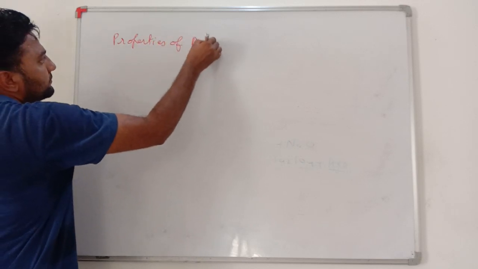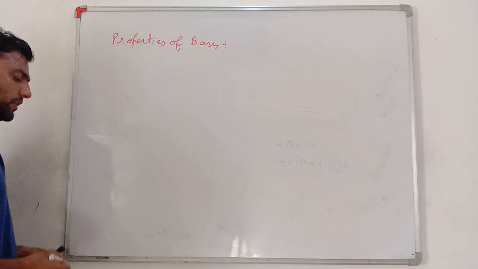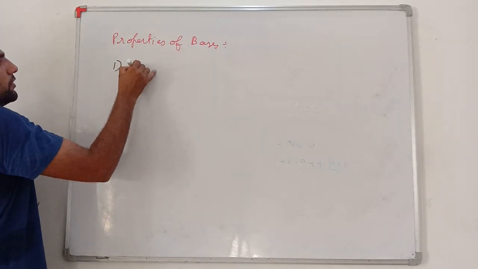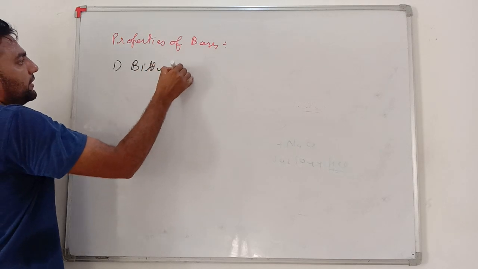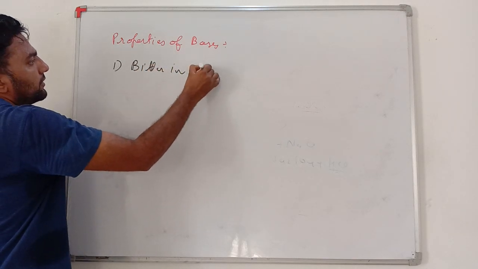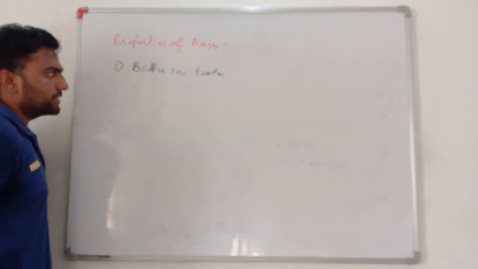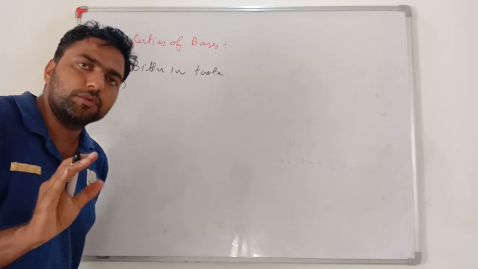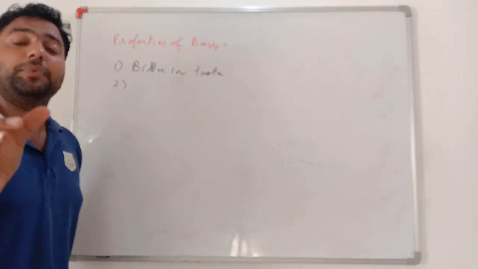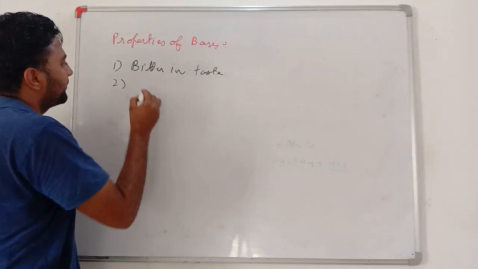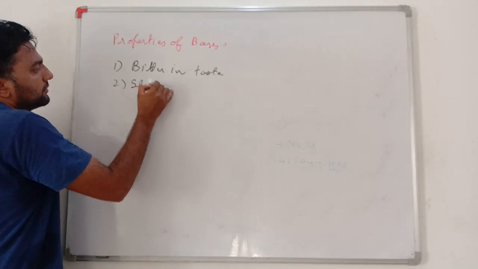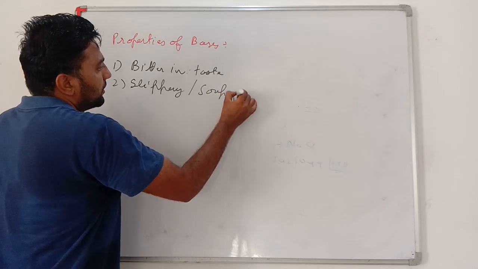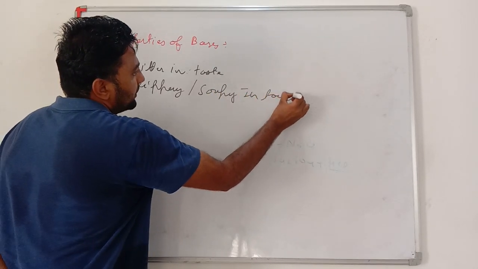Properties of bases. First property we all know: bases are bitter in taste. Second, this is a very common thing we must know: bases are slippery or soapy in touch.